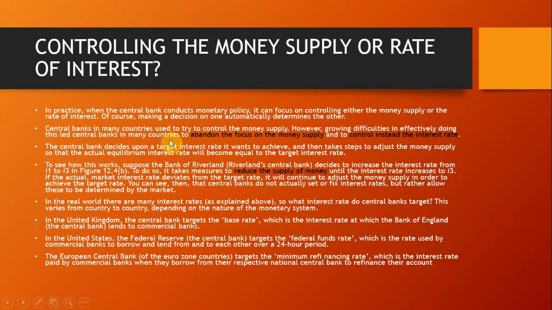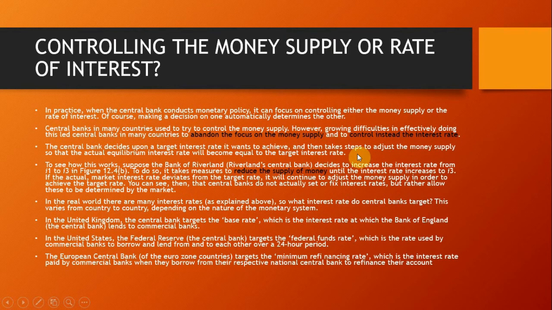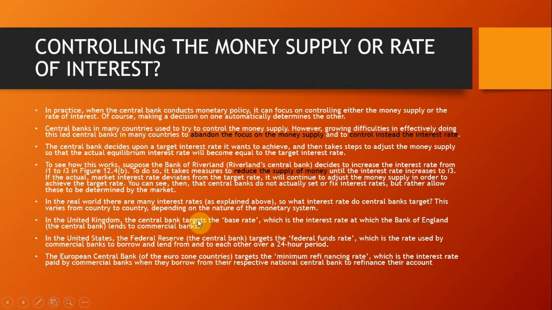So the central bank decides upon a target interest rate it wants to achieve, like I said earlier, from I1 to I2, and then takes steps to adjust the money supply so that the actual equilibrium interest rate will become equal to the target interest rate. So after they set the target from I1 to I2, they need to control the money supply, which in this case means they need to decrease the money supply from SM1 to SM2 to achieve I2, which is their interest rate target.